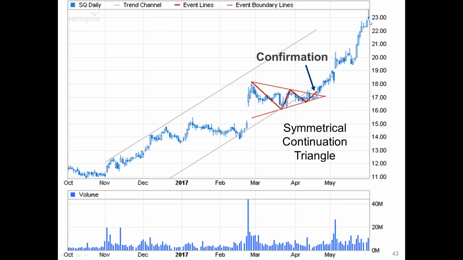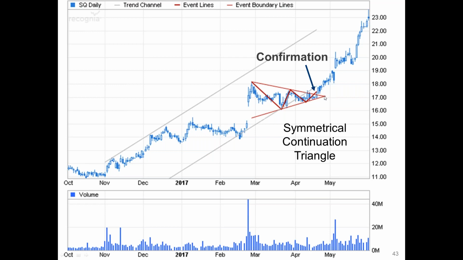Now, what's very important when we talk about these patterns is the idea of confirmation. So oftentimes people will say, oh yeah, the price will be right about here, and I can see a triangle is forming, so I'm going to actually buy. Well, it's not a triangle until you've actually confirmed it.